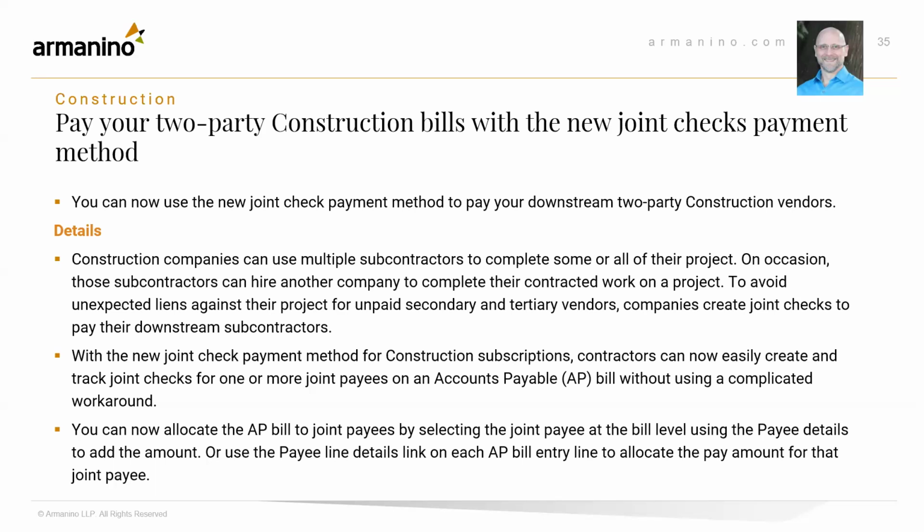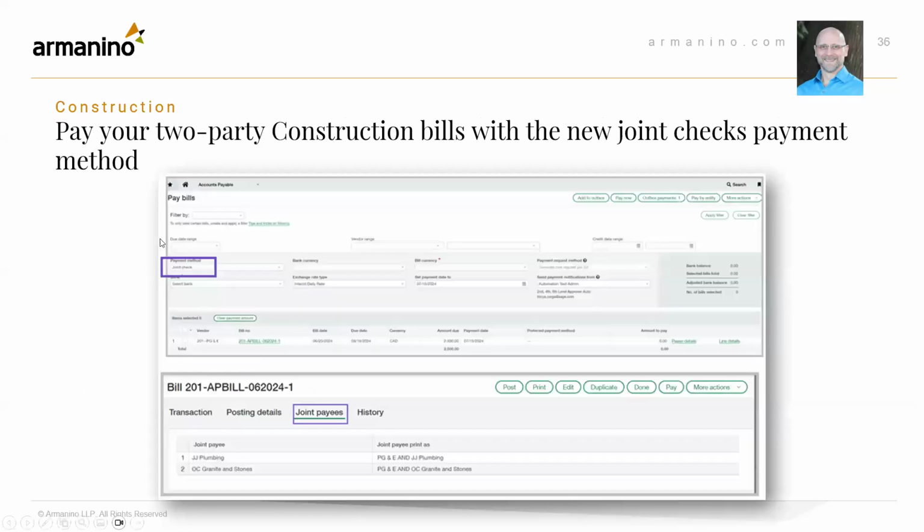You can now allocate the AP bill to joint payees by selecting the joint payee at the bill level using the payee details to add the amount, or use the payee line details link on each AP bill entry line to allocate the pay amount for the joint payee. And so here's what it looks like. There's where we got the joint check as the payment method in the pay bills screen. And on the bill itself, you've got a new tab now. It's going to say joint payees and show you the joint payees related to that. So that's big news number one in construction.